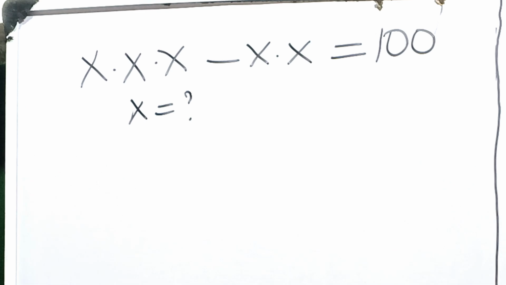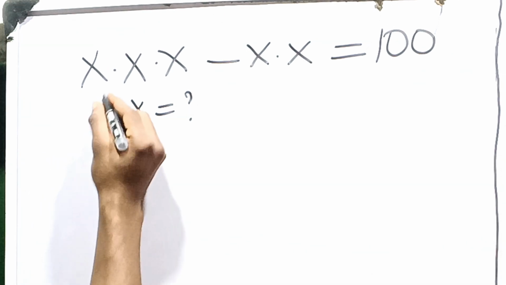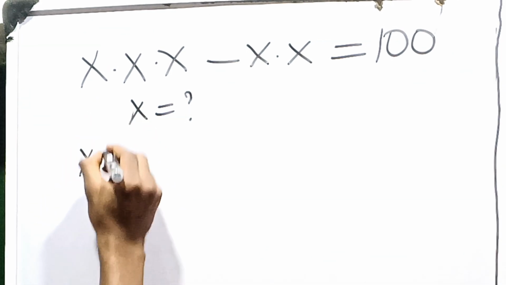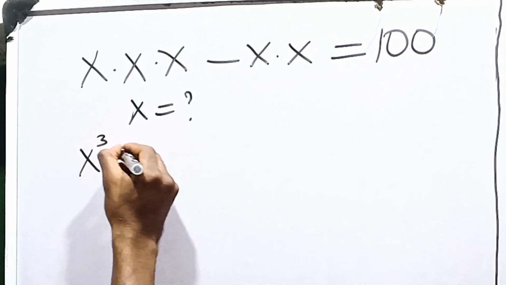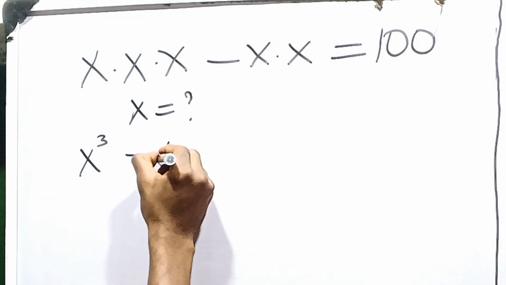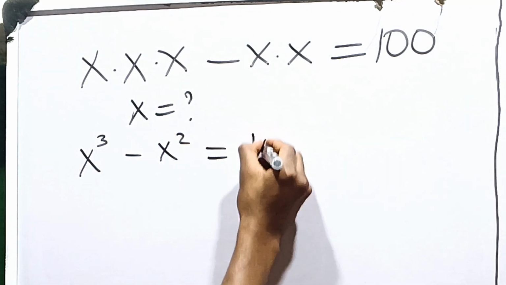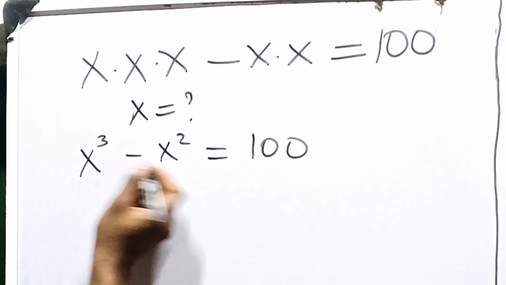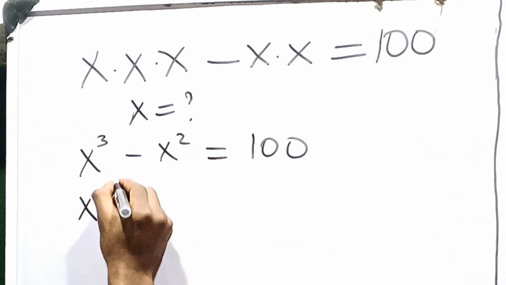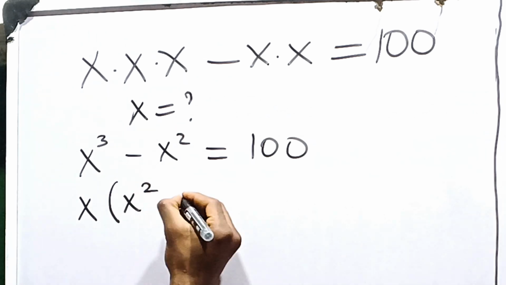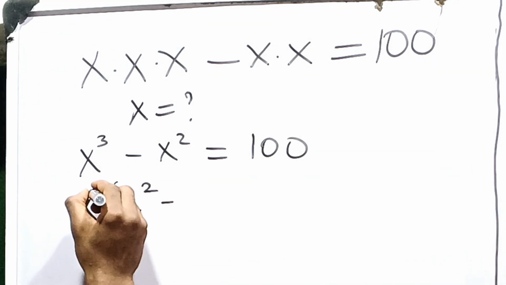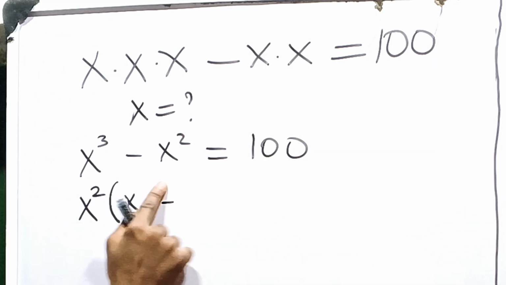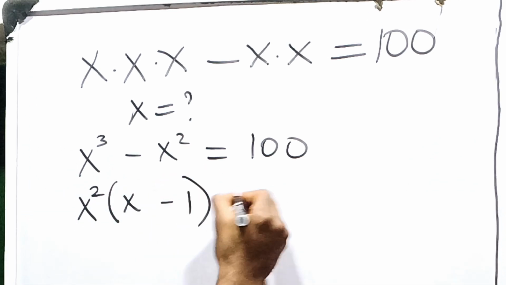Now the first thing we can do here is to say that this can be written as x times x times x is x raised to the power 3, minus x times x is x squared, equal to 100. Alright? Now, we can factor out x squared, so this is x squared into x minus 1 is equal to 100.